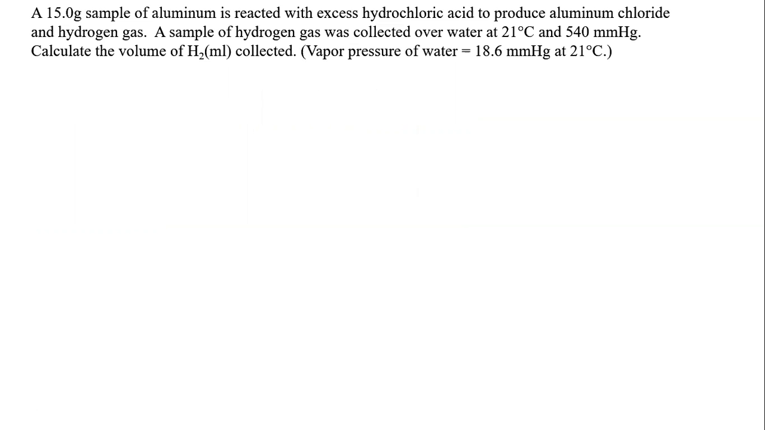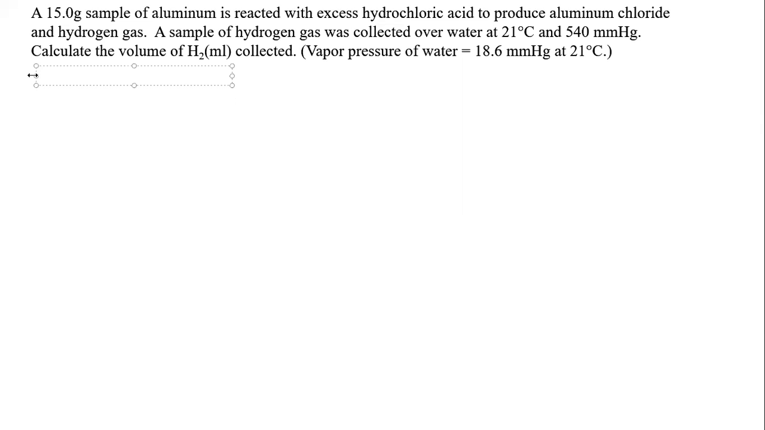So here in this example, we have a 15-gram sample of aluminum that reacts with excess hydrochloric acid to produce aluminum chloride and hydrogen gas. A sample of hydrogen gas was collected over water at 21 degrees Celsius, 540 millimeters of mercury. Calculate the volume of H2 in milliliters collected. It gives us the vapor pressure of water, which is 18.6 millimeters of mercury at 21 degrees Celsius. So here we want to determine the volume of H2 collected from this reaction.